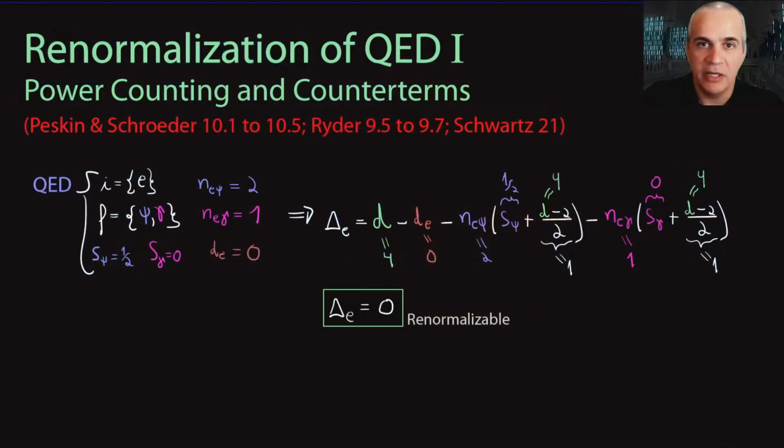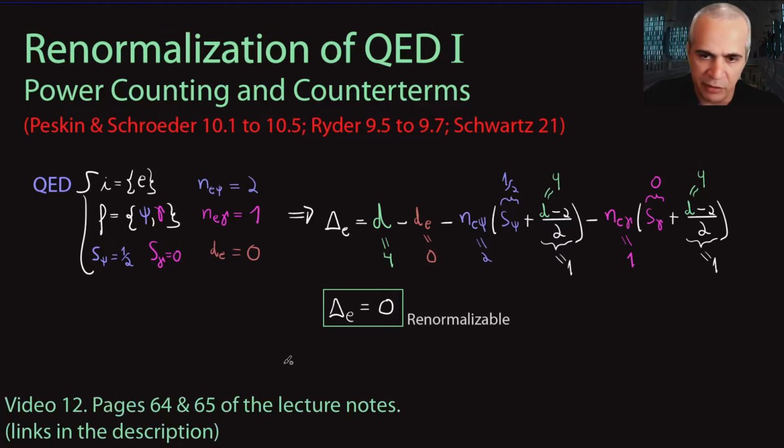Welcome back. So now we did all the prerequisite work and we're finally ready to do the renormalization of QED. And the first step, just like we did with lambda phi 4, is to work on the power counting and figuring out which are the counterterms, how I want to define the counterterms for QED. So in a previous video, I think video 12, we did show these, right?